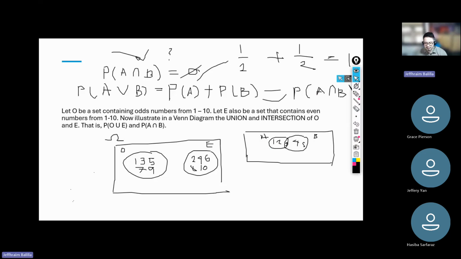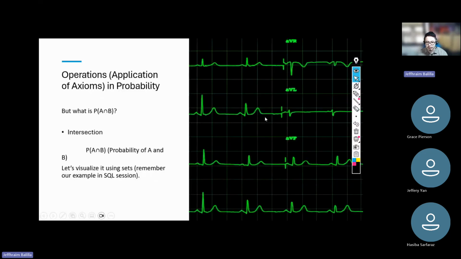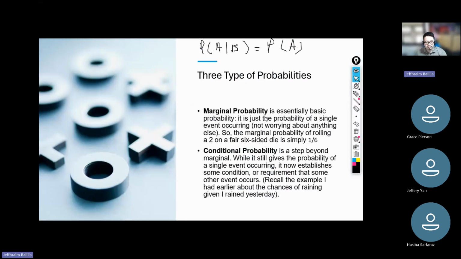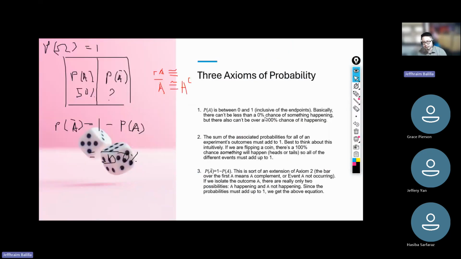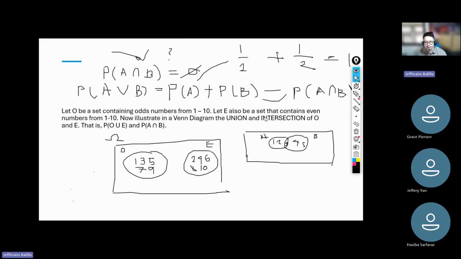Okay, so let's go back to the first axiom, and I want to show you why you need to subtract the probability of A intersection B. If we go back here, the first axiom tells us that you cannot go over 1 for a valid probability, right? Now, let's see what happens if we don't subtract the intersection. So I'll be using the idea on this part right here, this A intersection B.